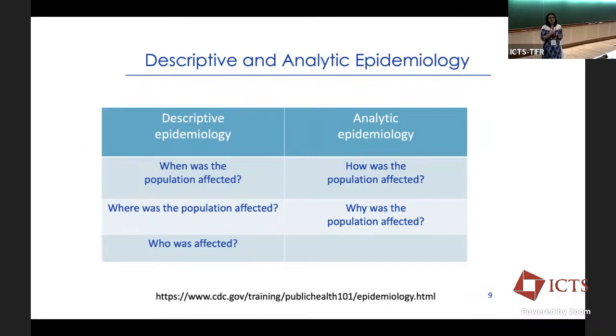Same thing with TB. TB has declined dramatically over the years, but the decline is not the same everywhere. In some places, the TB decline is much more remarkable, but there are other populations, very remote populations like some of the tribal areas and so on, where the TB decline is slower. So you want to know why that is so.